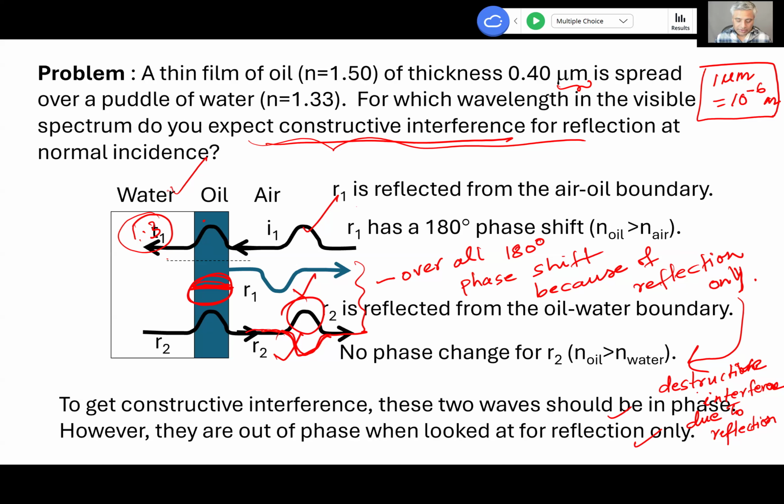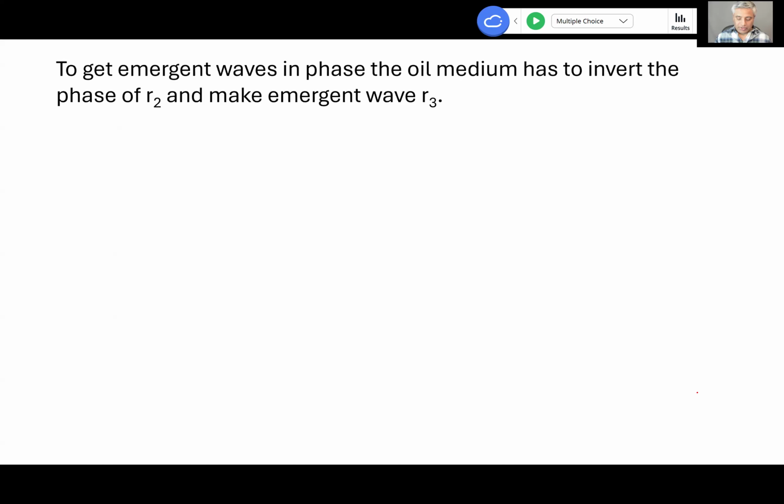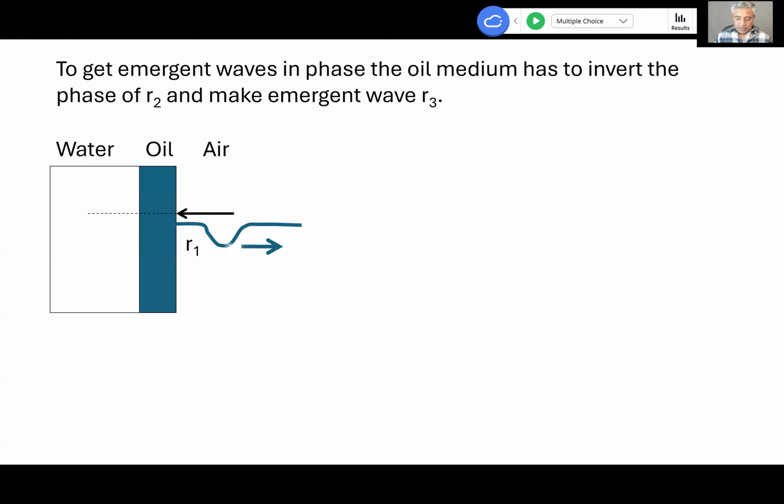So I'm writing those things here. Now let's move to another slide. I am now focusing on these two reflected ones. See, R2 is missing here. I'm talking about R3. Now I'm making R3 at the same phase.